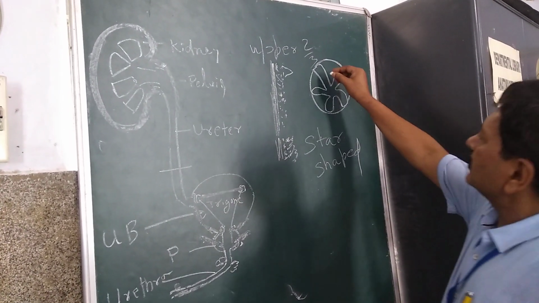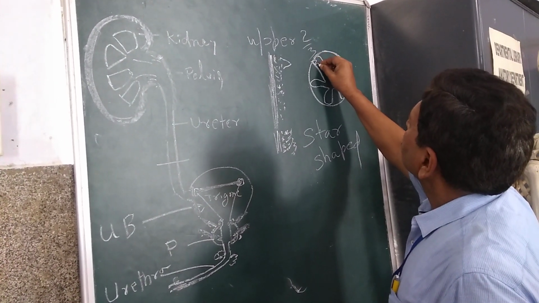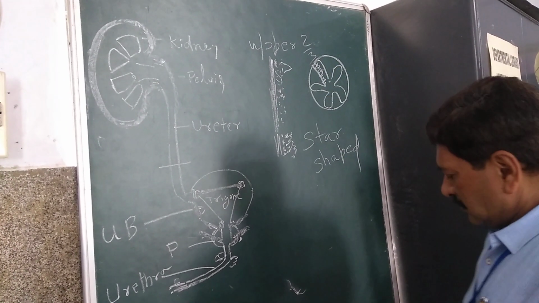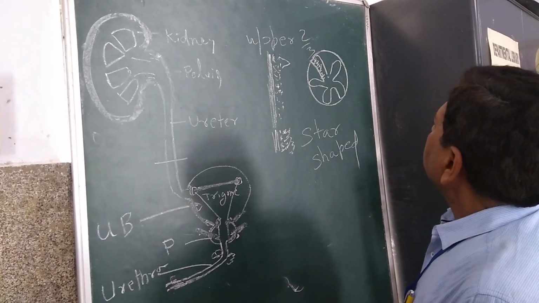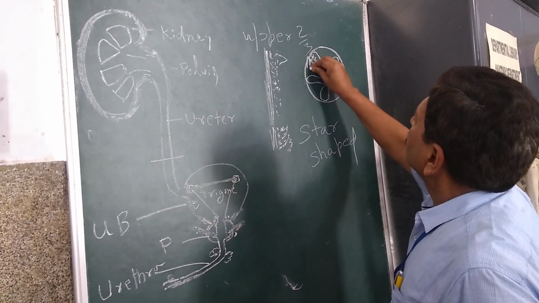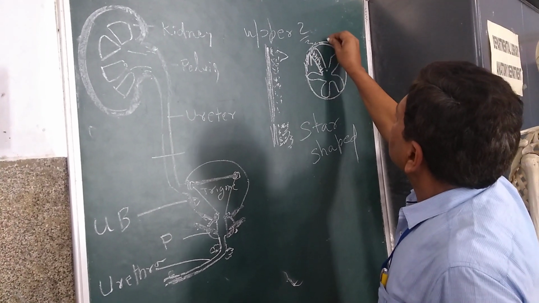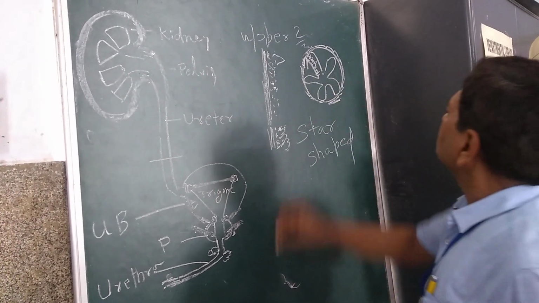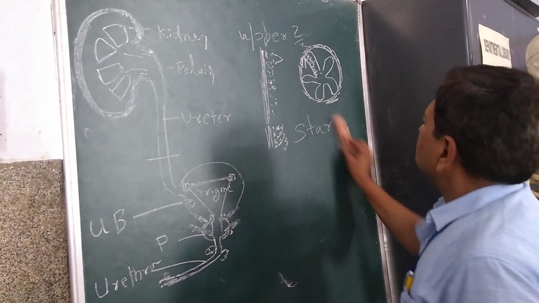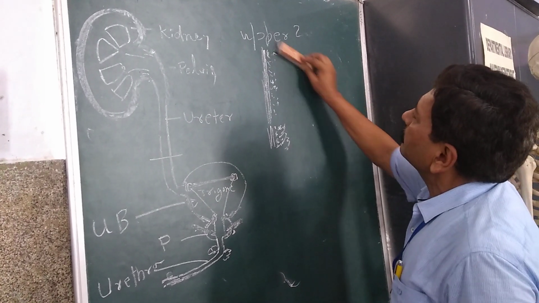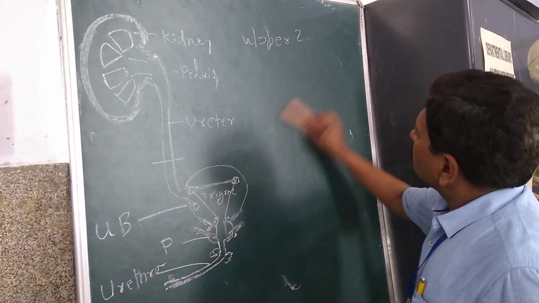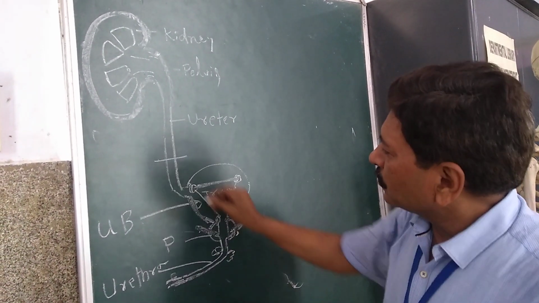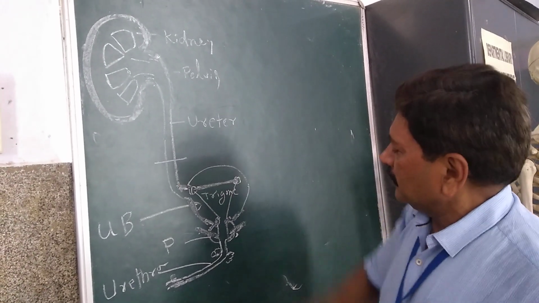The lining epithelium is transitional. And the lamina propria is tough. Tough lamina propria gives extra strength, and due to folding of the mucosa of the ureter, there is prevention of reflux of urine from the urinary bladder.